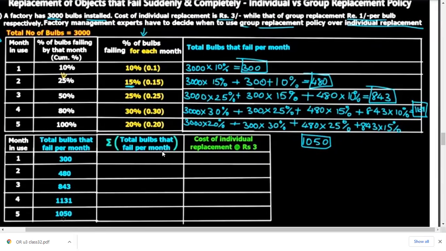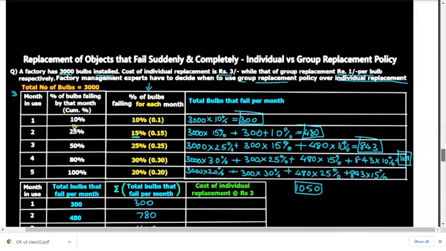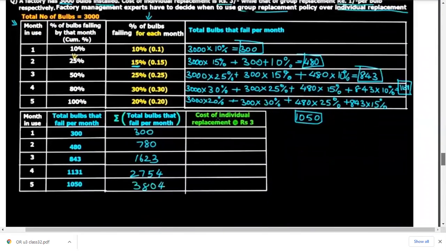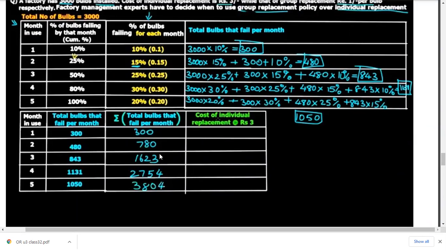Next, sigma of total bulbs that fail per month. So how we will take: 300, then 300 plus 480, I will show. First of all, we take 300, 300 plus 480 is 780, 780 plus 843 is 1623, 1623 plus 1131 is 2754, and 2754 plus 1050 is 3804. So like that, sigma, the total bulbs that fail for the month.